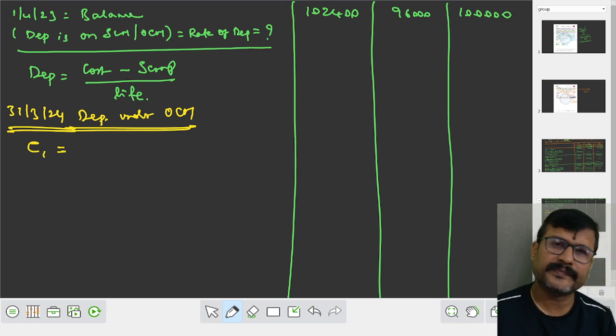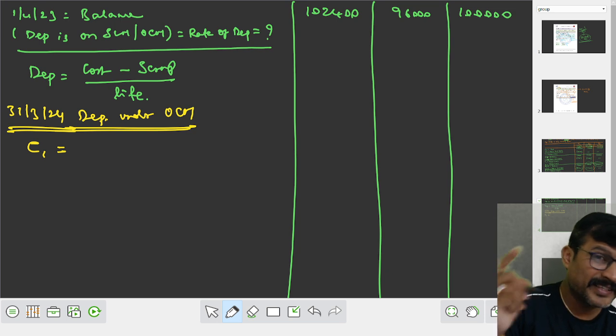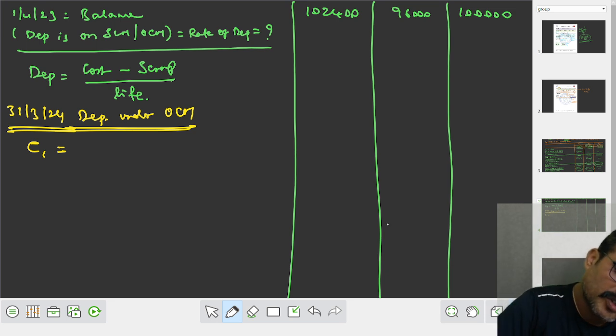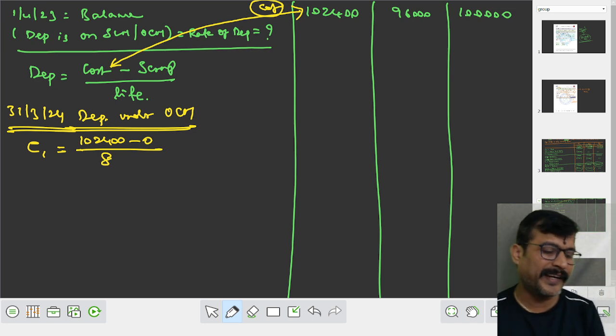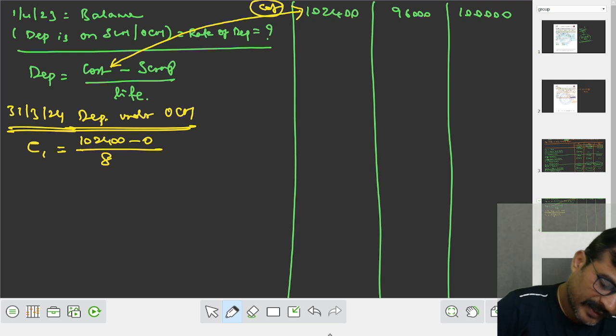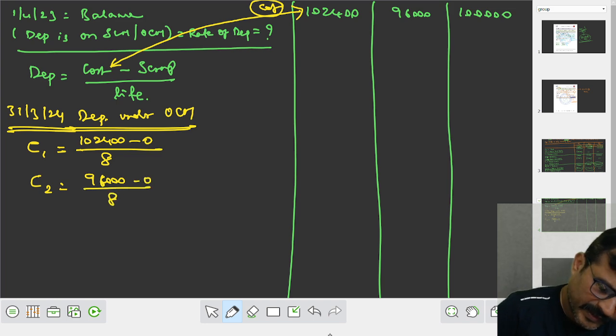for C1. What is the cost? Cost means it is not the original cost. It is the balance that we have got here. What is the balance? This is called cost, my dear students. How much is it for C1? 1,02,400. Scrap is 0. Divided by life, what is it? 8 years. Right? For C2, what is the cost? 96,000 minus 0 by life is 8 years.